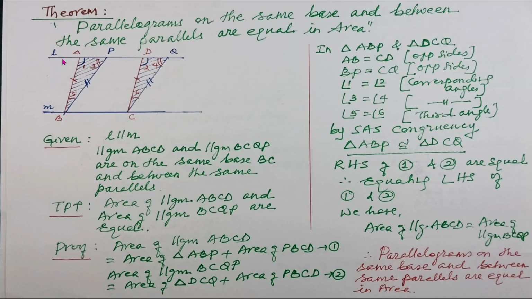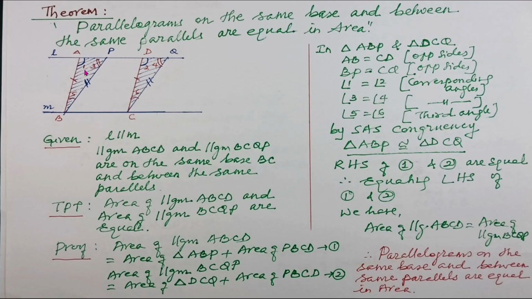See, we have two parallel lines L and M. There is a parallelogram ABCD and a parallelogram PBCQ, which are standing on the same base and between the same two parallel lines L and M. Now we have to prove that the areas of these two parallelograms are equal. That means parallelograms standing on the same base and between the same two parallel lines are equal in area.